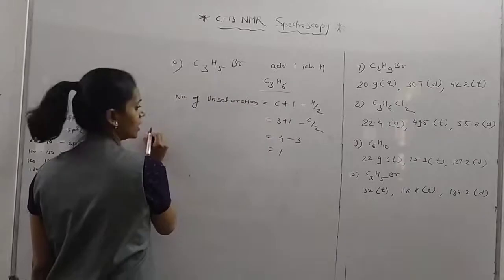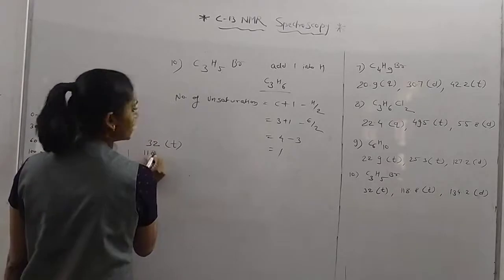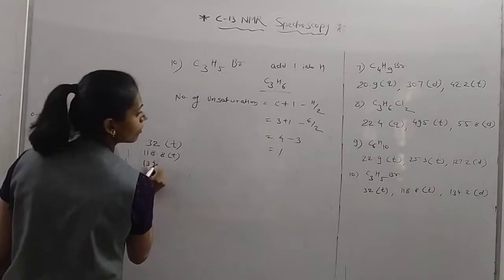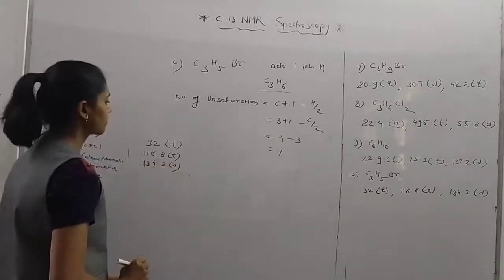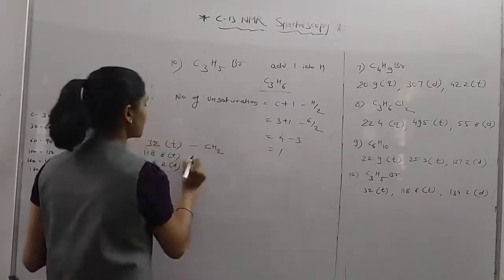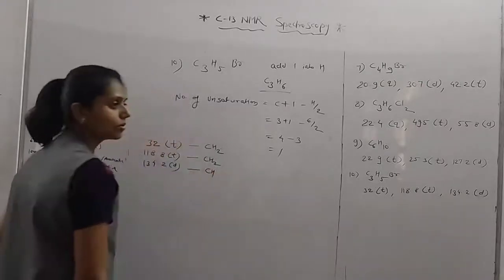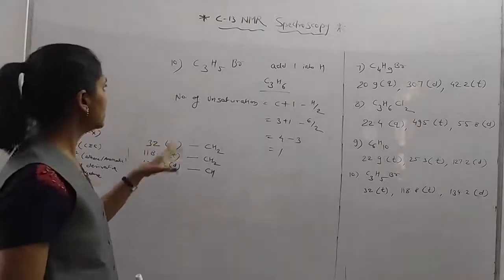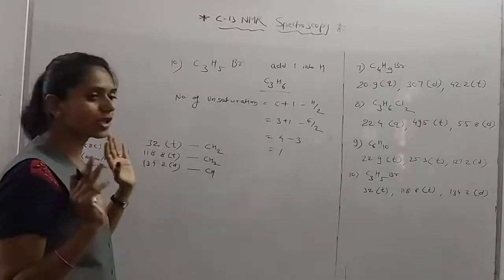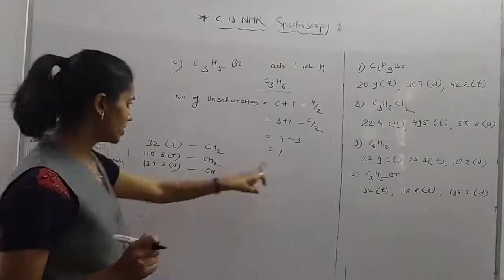Now write down the given data. 32 triplet, 118.8 triplet, 134.2 doublet. Okay. This triplet is due to the CH2 group. This triplet is due to CH2 group, and this doublet due to CH group. Okay. Now see here, there are 3 carbon atoms, and here again we get 3 signals. That means every carbon has a different environment. Okay, and 1 unsaturation is there.